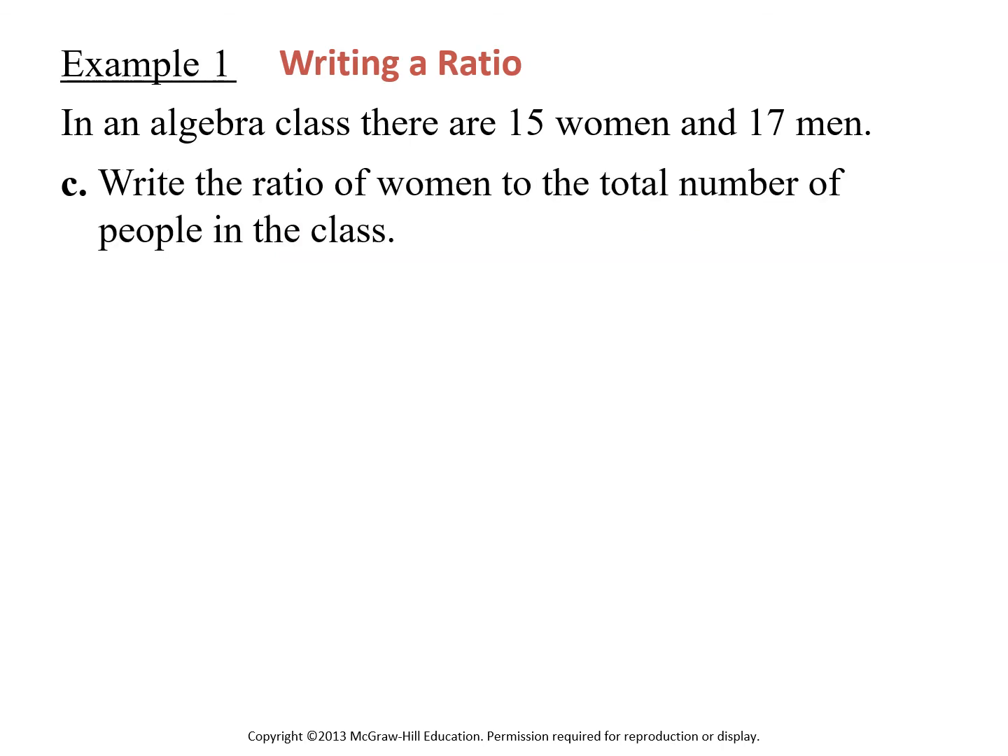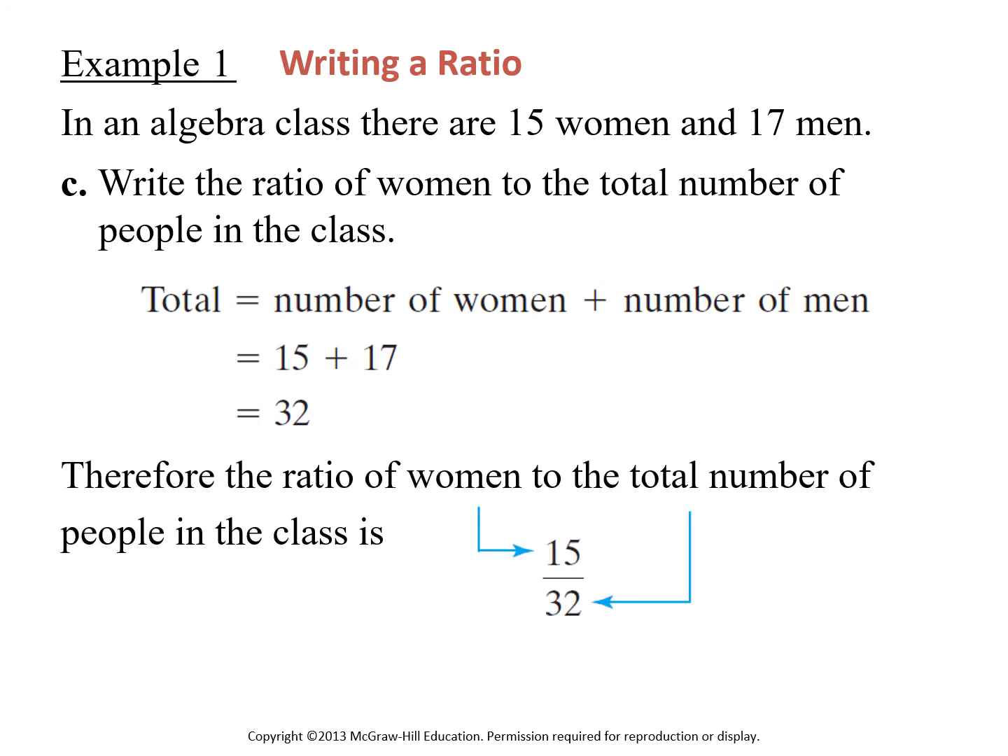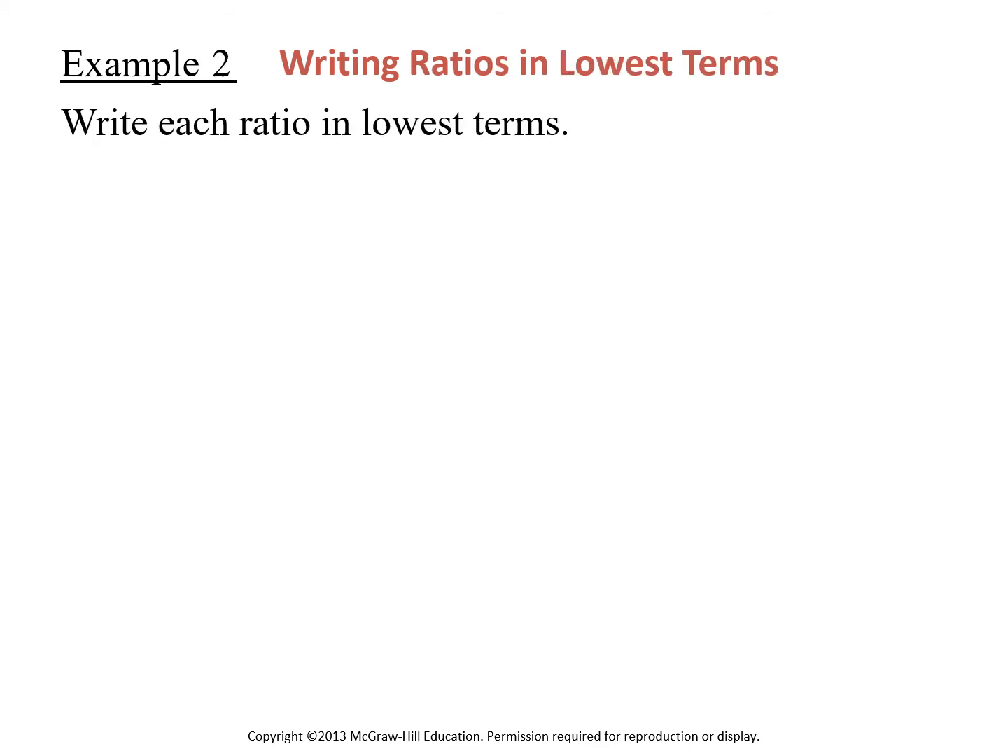Write the ratio of women to the total number of people in the class. So the total number of people is the number of women plus the number of men, and 15 plus 17 is 32. So the ratio of women is 15 in the numerator. The total people in the class is 32 in the denominator.